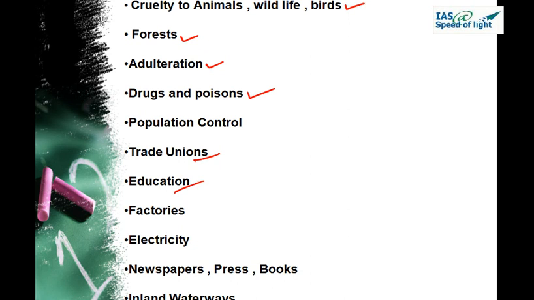Education is again an electric shock for many people. It's not easy to learn. It's really boring to study. Factories, electric shocks in factories, it's very common. Electricity, very easy to relate because electricity is the mother of current or electric shock. Newspaper, press and books. One day you went out to take the newspaper, and once you touched it, because it's the rainy season, you got a shock. So newspaper, we are relating it with current. Inland waterways, so these are all the concurrent items, and it's very easy and fast for us now.